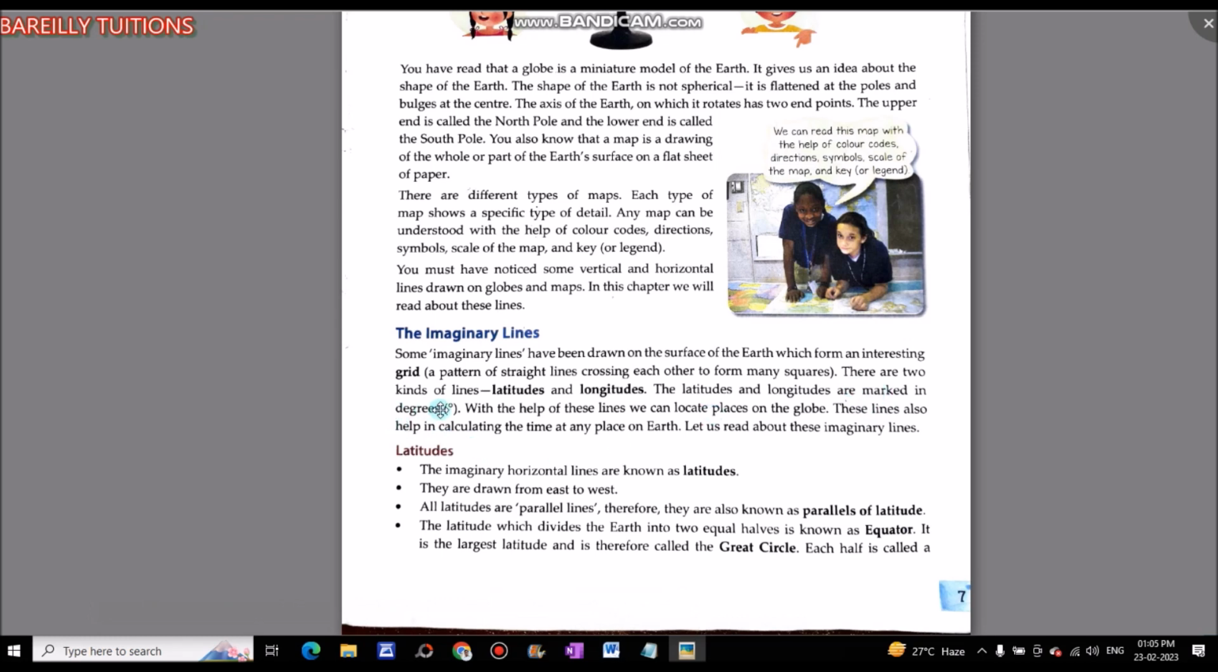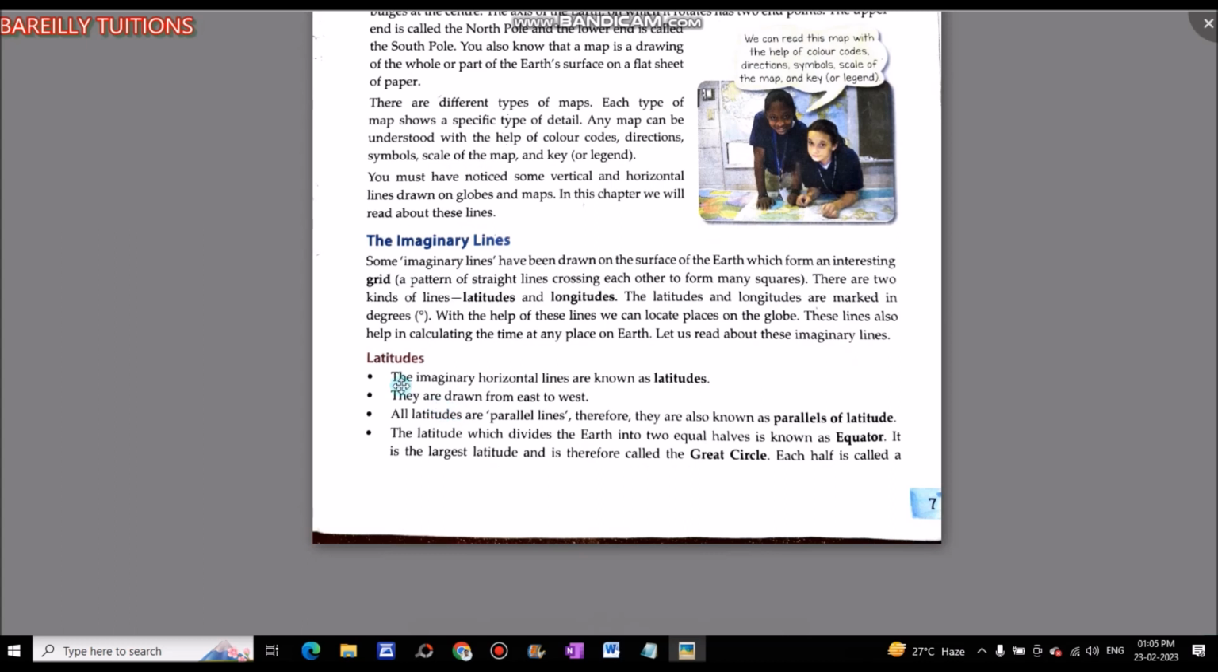There are two kinds of lines, latitude and longitude. The longitudes and latitudes are marked in degrees. With the help of these lines, we can locate place on the globe. These lines also help in calculating the time at any place on Earth. Let us read about these imaginary lines. First is latitudes.